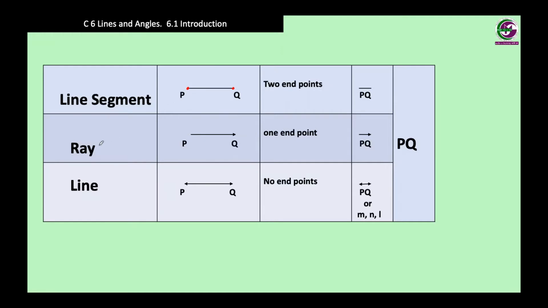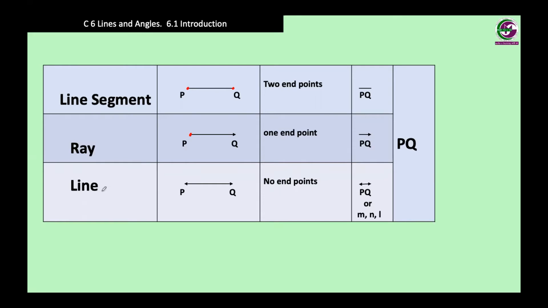Now let us see the next word, ray, a light ray. You know that it should have a source and it should continue on the other side. So it starts from a point and continues on the other side, which is represented by an arrow. Again, let us take two letters, P and Q. Always remember that in representing points, we have to use capital letters. So in a ray, we'll have one endpoint and continues on the other side. How do we represent? For example, here it is PQ, so capital letter PQ and the symbol at the top.